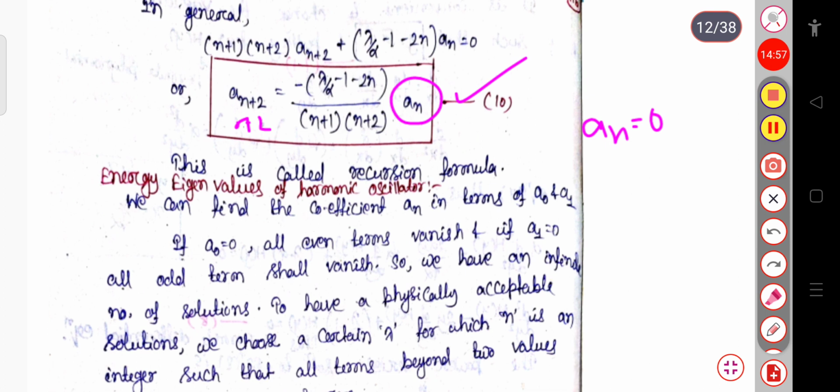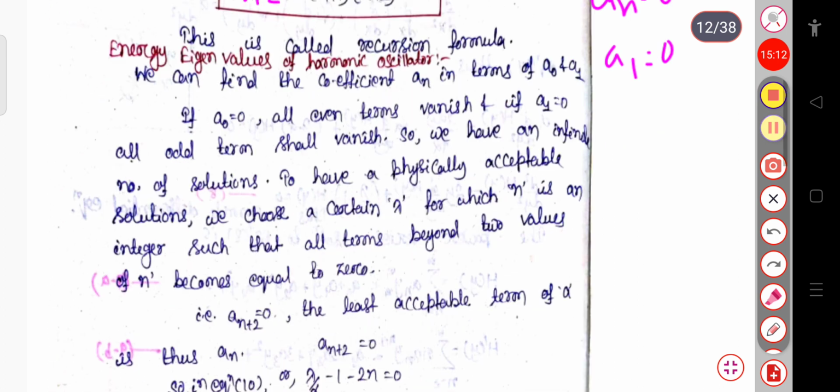Or we can simply say that if a0 equals 0, all the even terms vanish. And if a1 equals 0, all the odd terms vanish. Therefore, we can say we have an infinite number of solutions.